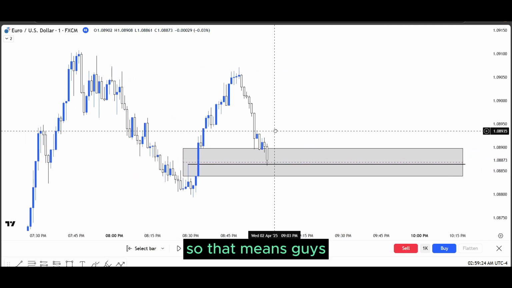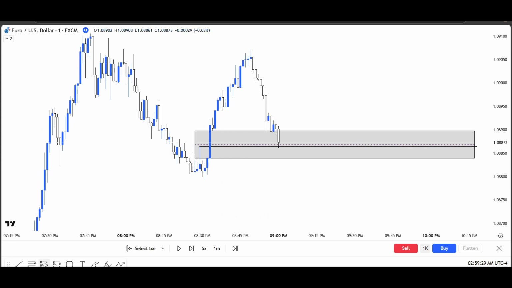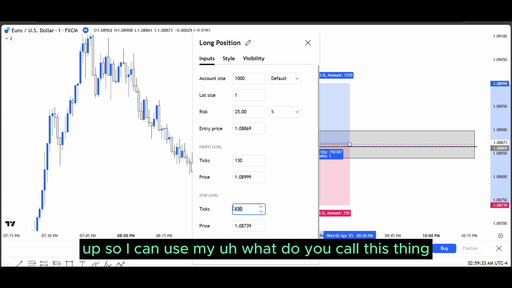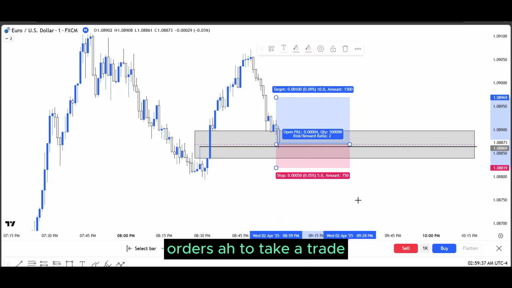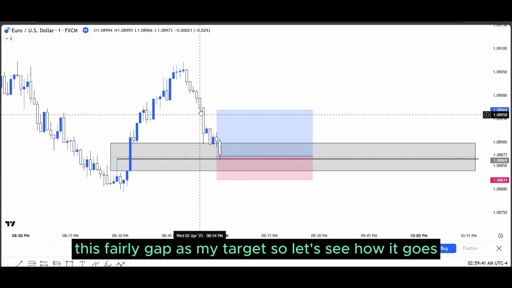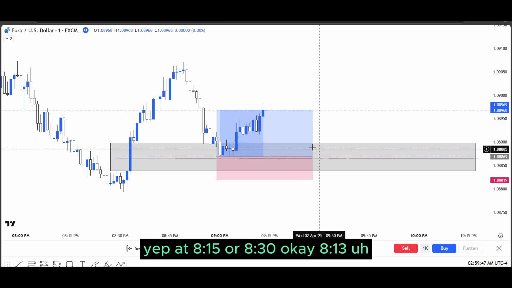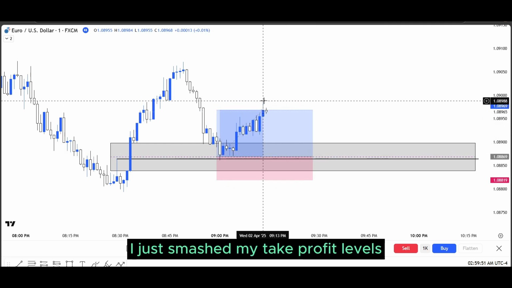So that means, guys, most of the time the price might go up. So I can use my orders to take a trade. I consider this fair value gap as my target. So let's see how it goes. Yep, at 9:13 or 9:30, okay, 9:13, I just smashed my take profit levels.